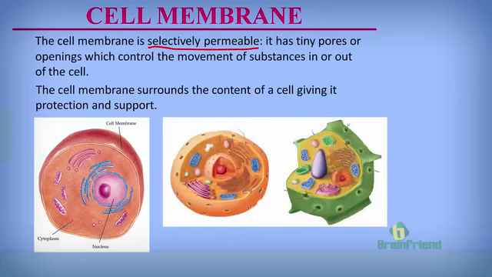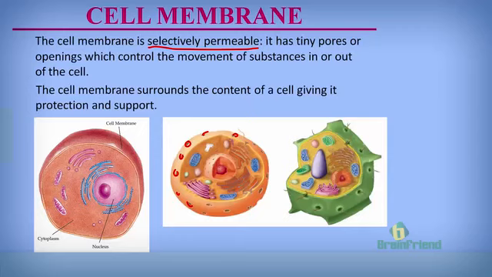This means that it has a way of controlling the substances that go into the cell or substances that leave the cell. How does it do this? The cell membrane has tiny openings. You can liken these openings to doors. You can say they are doors. You can also call them pores. With these openings, the cell membrane is able to control the substances that go in or out of a cell.